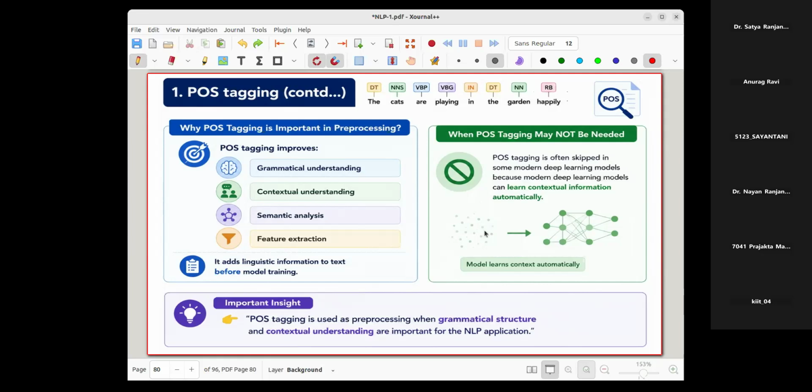So what is the important point here? POS tagging is used as a pre-processing step when grammatical structure or context is very much important for the NLP application. Context means in which context the word has been used, because we know that one word in one context may have one meaning, and in another context may have a different meaning. So that's why POS tagging is very much essential.